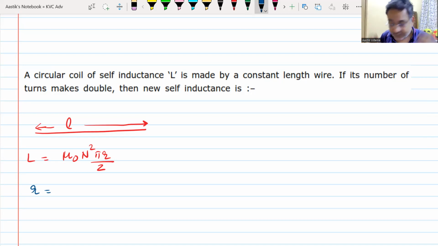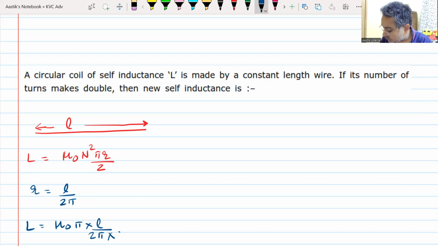The length of the wire is l. So the radius of the wire, if I turn it into a coil, will be l by 2 pi. Do we understand this? So in the first case, the inductance is mu naught into n is 1 into pi into l by 2 pi into 2.